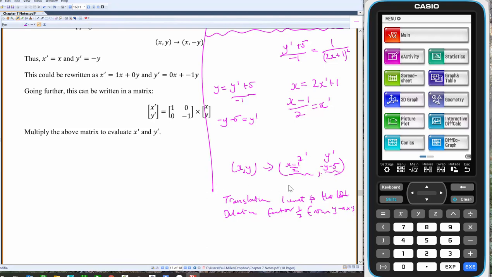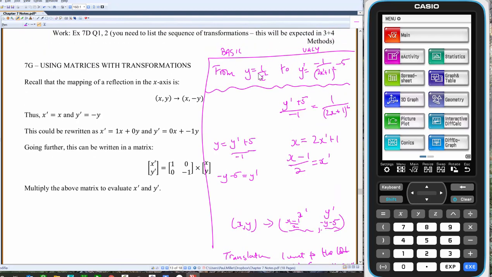Now over to the y's. The first thing that happens to y is it gets negated, i.e. a reflection in the, and because we're changing y, this is a reflection in the x axis. This negative 5 means we're doing a translation 5 units down. Okay, and we're done.